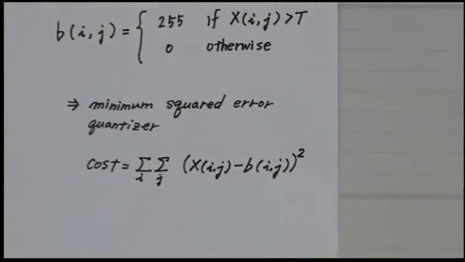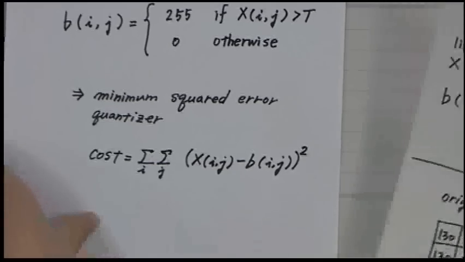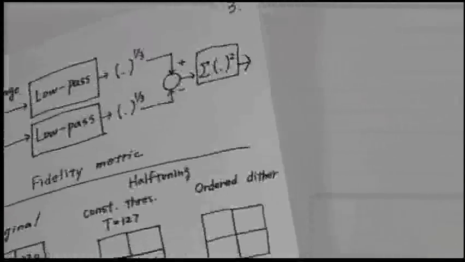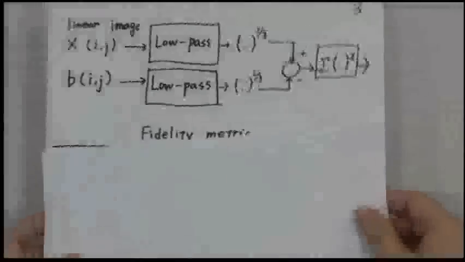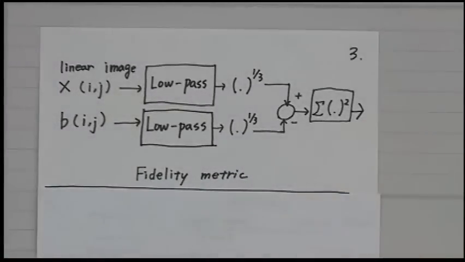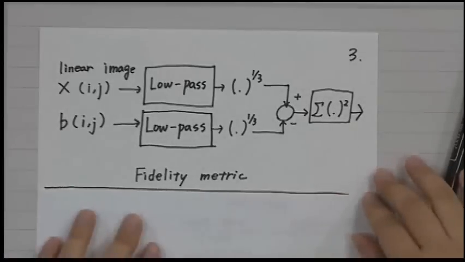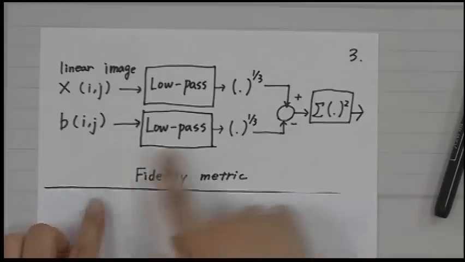One of the answers is that the cost selection is bad. So maybe this cost is bad. Actually, people already knew that if we use different costs, we can get better results. I think you saw this diagram before. This is the fidelity metric: when we compare two images and calculate quantitative error, we use this model.